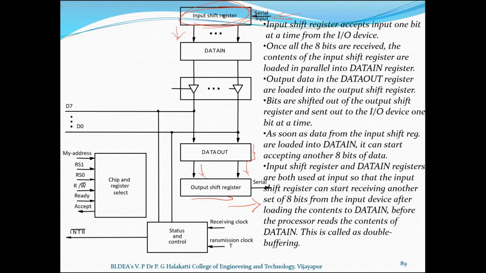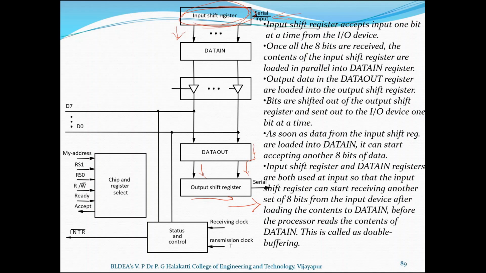The status flag SIN is set to 1 when new data are loaded in data in, and it is cleared to 0 when the processor reads the content of data in. The SOUT flag, related to the output buffer, that is data out, is set to 1 when data are transferred from data out into the output shift register, and is cleared to 0 when the processor writes new data into the data out register.